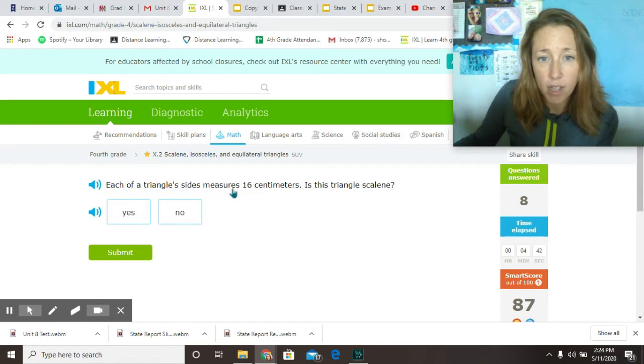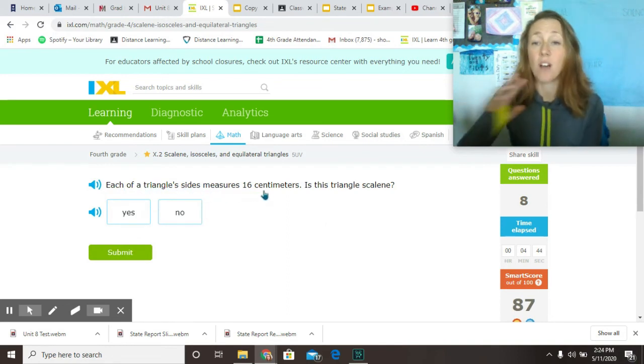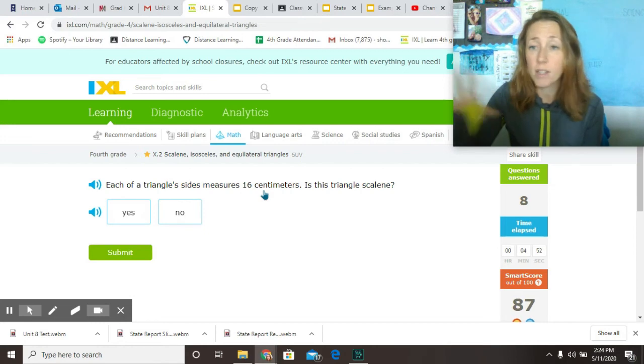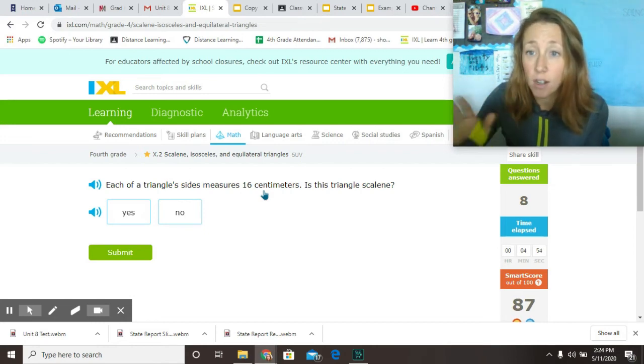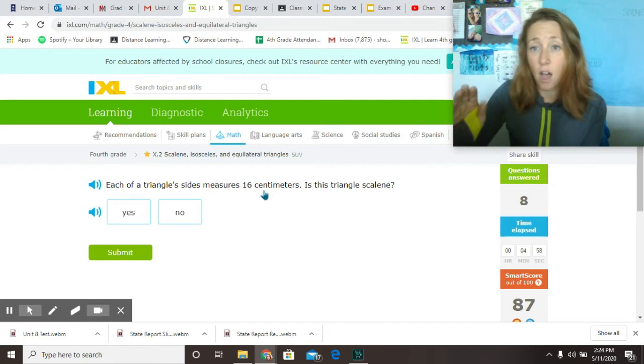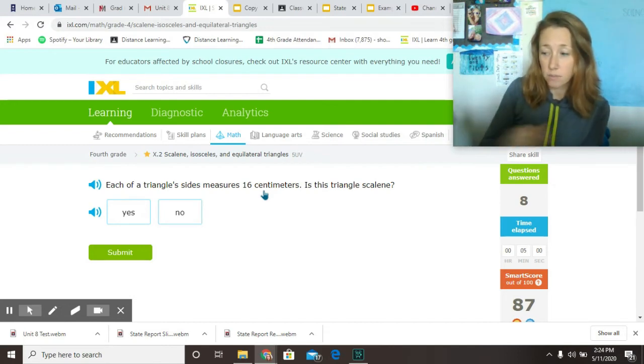Each of a triangle's sides measures 16 centimeters. That means all of the sides are 16 centimeters long. So is it scalene? No, right? Scalene, none of the sides are the same length. If all the sides are 16 centimeters, it's equal on all sides, it's going to be an equilateral triangle, right?